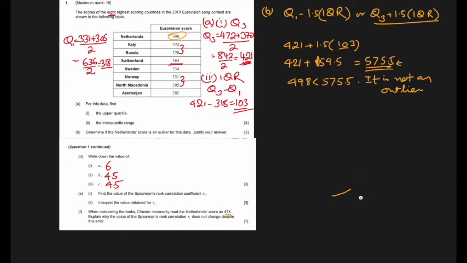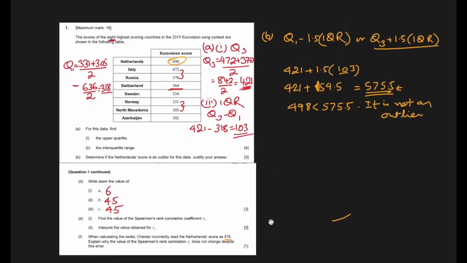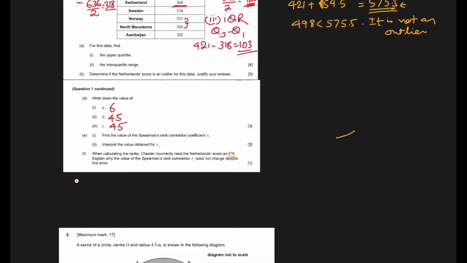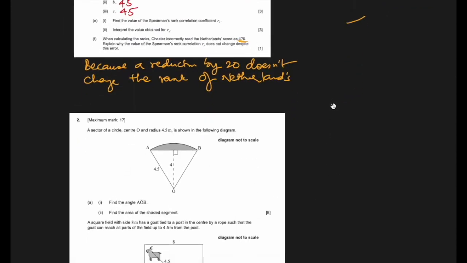Okay, what next? It says, when calculating ranks, Chester incorrectly read the Netherlands score 498 as 478. Explain why the value of Spearman's rank correlation does not change despite this error. Because even if it is 478, it is still the top scorer in Eurovision score. So a reduction by 20, from 498 to 478, does not change the rank of the Netherlands. That's why the correlation coefficient will remain the same.